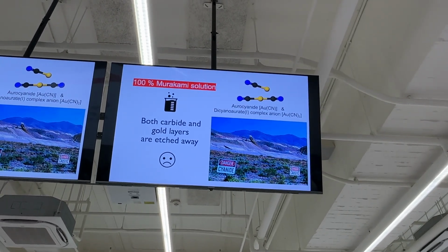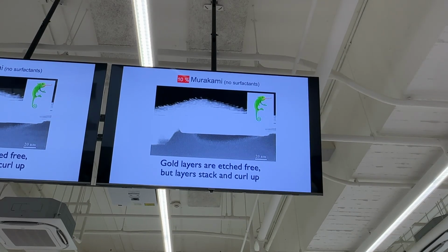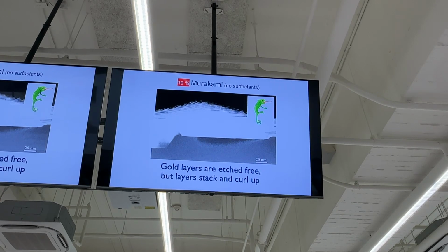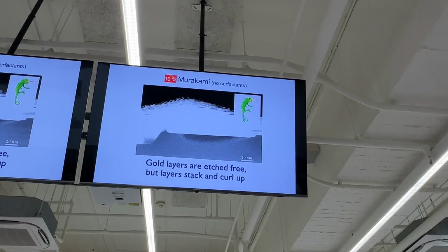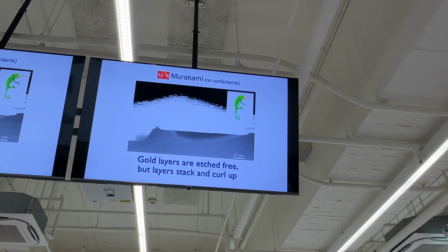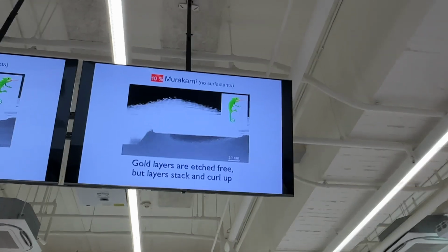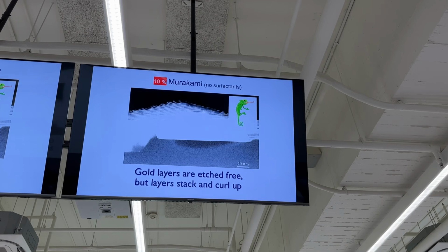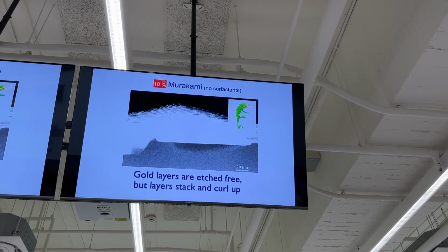We didn't want to do that, so we diluted this solution to 10%. The carbide is still dissolved. However, the gold layers cluster, they form packages, and at the end they curl up. As you will remember, gold does not like to stay flat as a metal, it likes to form grains. This is exactly what is happening.